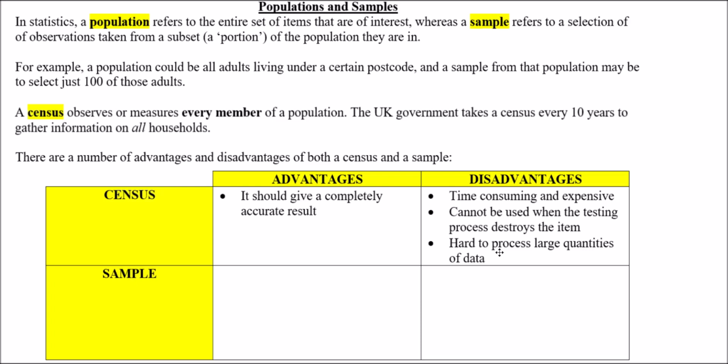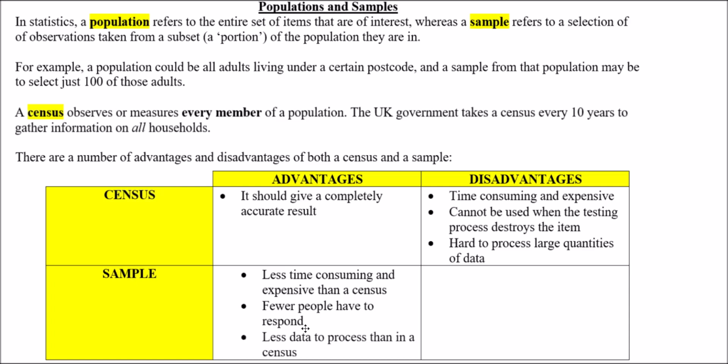Talking of a sample now, the advantages of a sample are that it's less time consuming and far less expensive to carry out than a census. Fewer people have to respond because it's just a portion of the population. And it's less data to process than in a census. So it's just easier to manage essentially, no matter which way round you slice it.